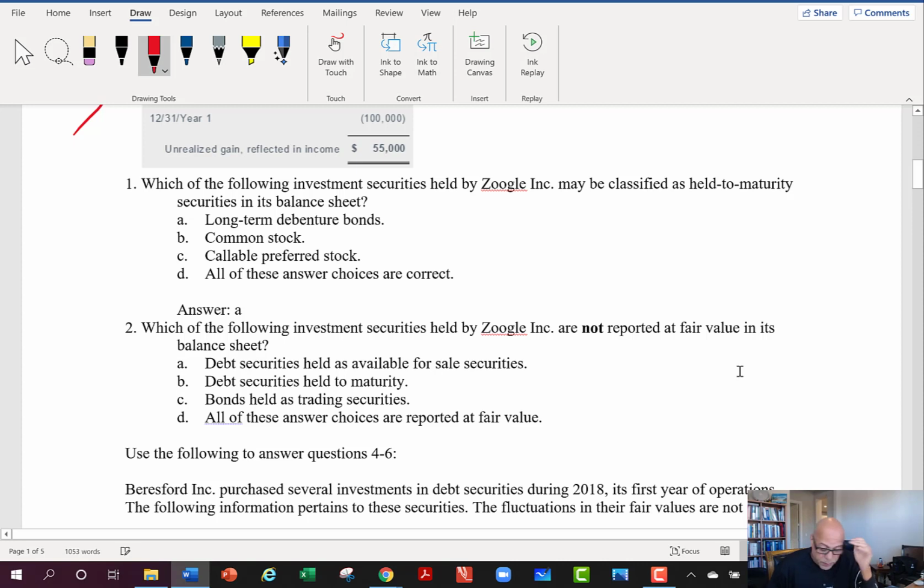Let's go ahead and take a look at this. We say, which of the following investments held by Zoogle may be classified as held to maturity? Well, if it's held to maturity, first of all, it's got to be a debt security.